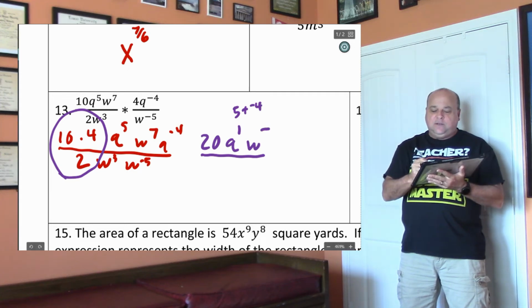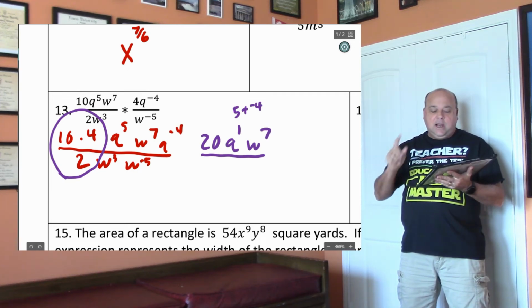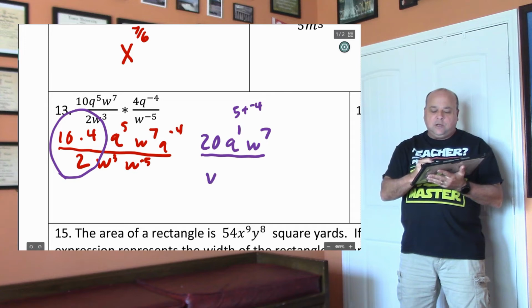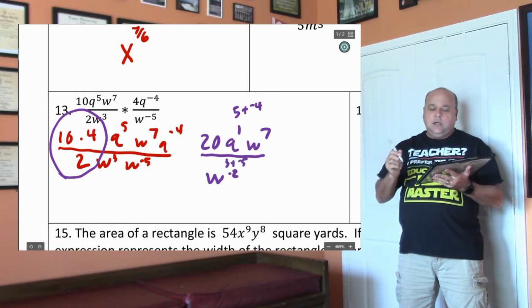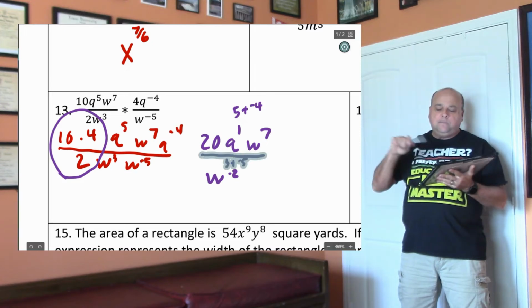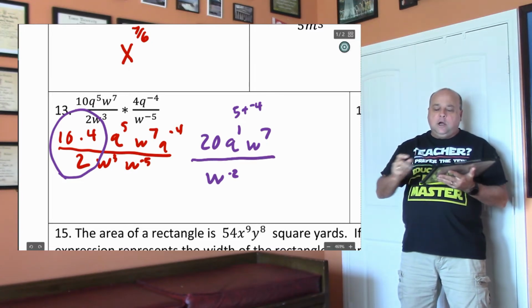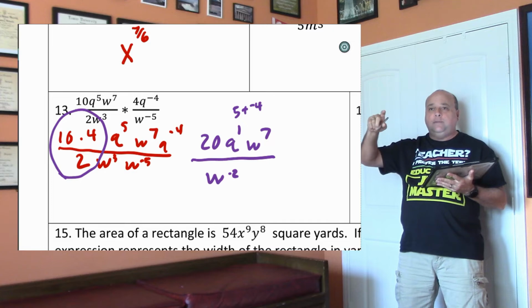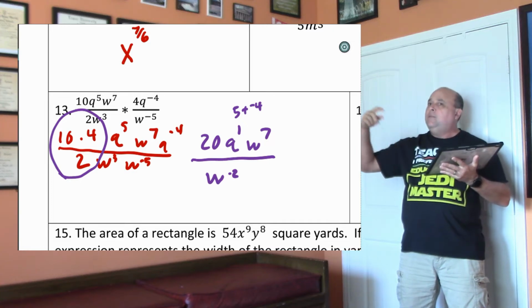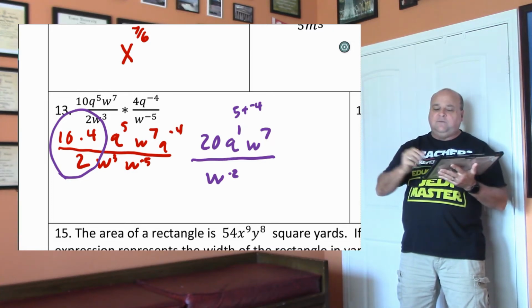I have a w to the 7 on the top, and then on the bottom I got 2 w's. So I got 3 plus a negative 5, which is a negative 2. So now I have this, don't I? Okay? Notice I have 2 w's. I have 1 w on top and 1 w on bottom. This is steppy, the more stuff that's involved.